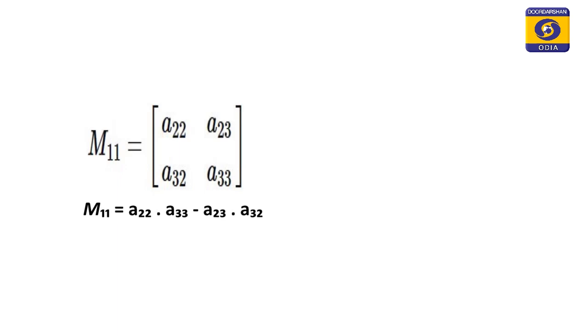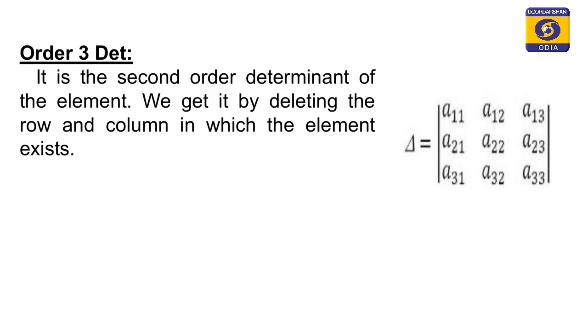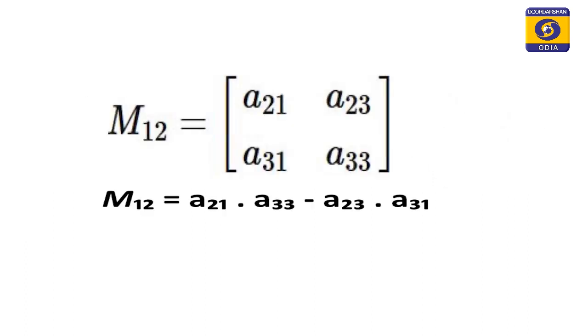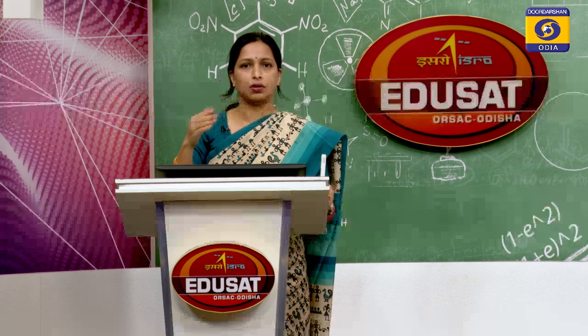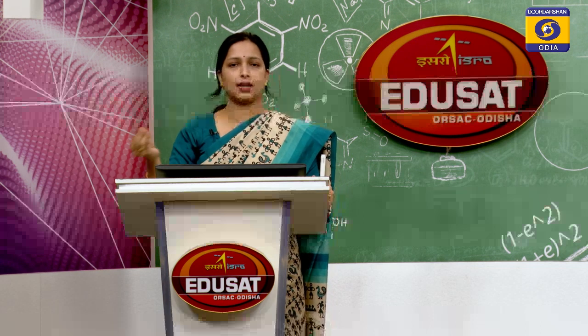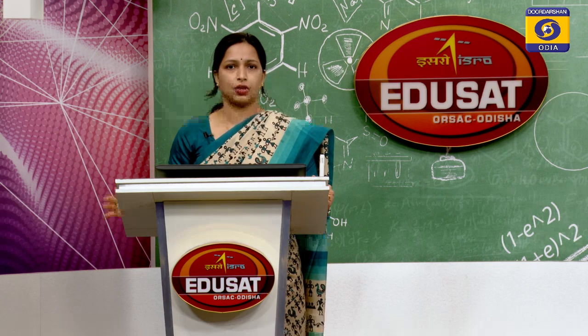Now, let us go back to the previous slide. Let us say the minor of A12. A12 lies in the first row, second column. So, we delete the first row and second column, and the remaining elements form the minor. The minor of A12 will be A21, A23, A31 and A33. Like this, we delete the row and the column in which the element exists, and the resultant is the second order determinant of that element. After that, we cross multiply the diagonal elements, and the result will be the minor of the order 3 determinant element.